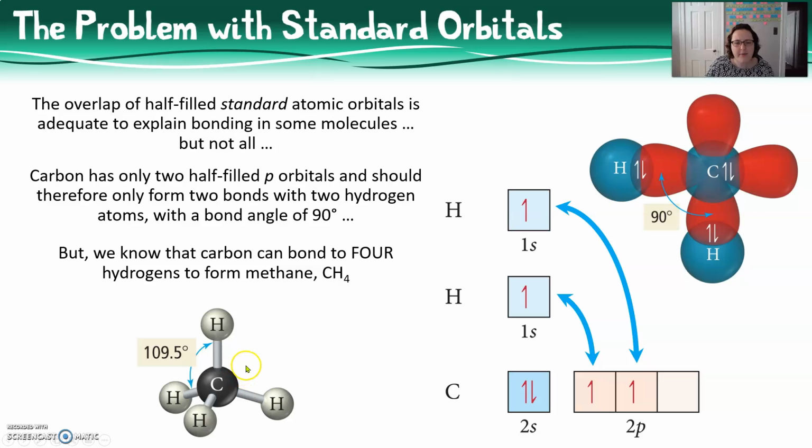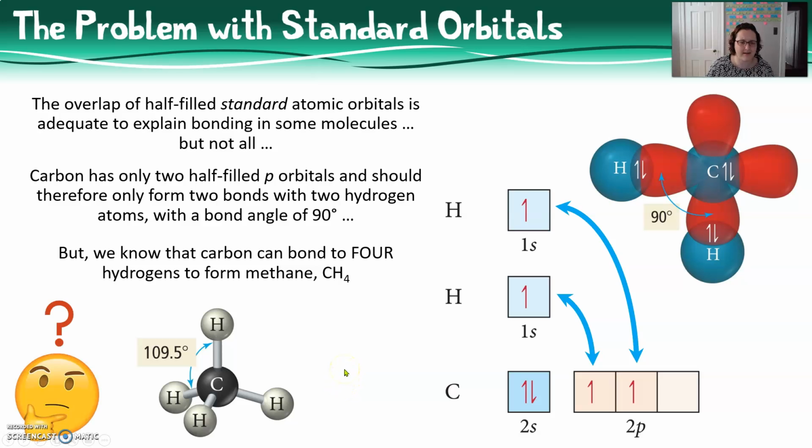Additionally, let's say carbon does form 2 bonds with hydrogen as shown in the orbital diagram on the right. If we consider the geometry of this overlap, we would again see a 90-degree angle between the two resulting sigma bonds. But we know that CH4 has a tetrahedral geometry and should therefore have bond angles of 109.5 degrees, which is a lot larger than 90 degrees.